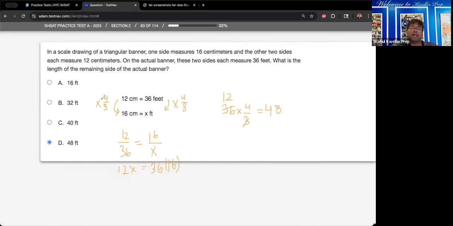But I just did times 4 over 3 because you want to go from 12 centimeters to 16 centimeters. The question is asking what is the length of the remaining side of the actual banner. They say that the scale is 12 centimeters and then the actual one is 36. And they want to see what the 16 centimeters side is. So that's the remaining side, and they want to see what is the length of that. So that's why we multiply by 4 over 3 so that we can get the actual feet. So we said x. Okay? Yeah.